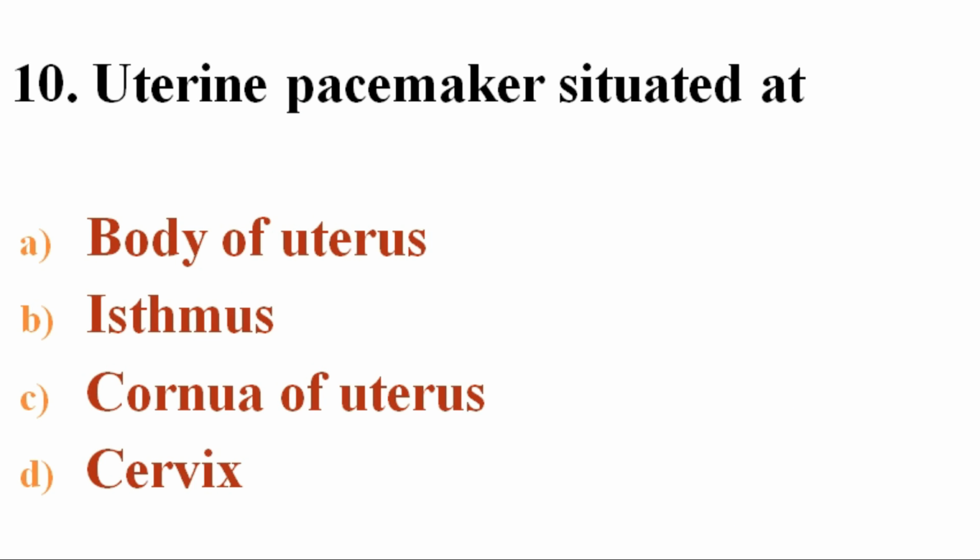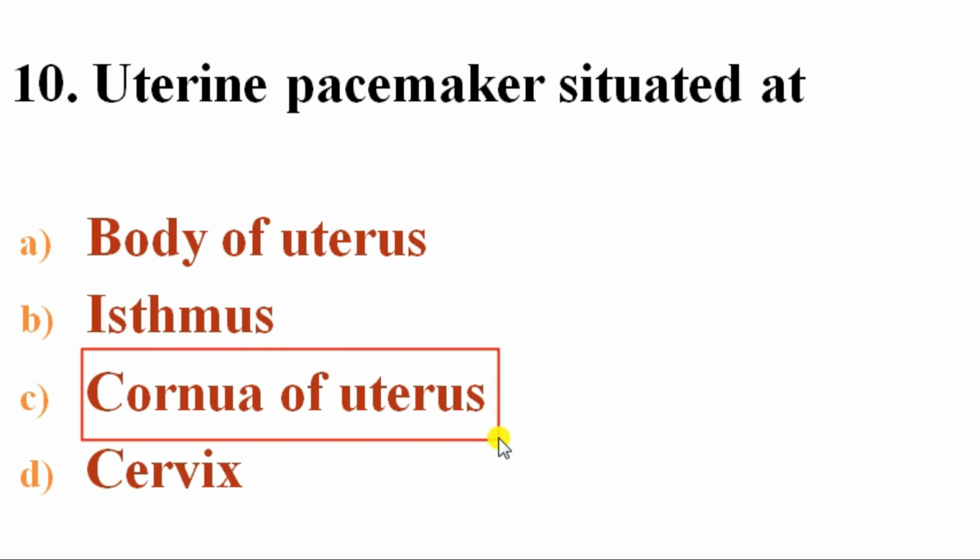Next question, the uterine pacemaker situated at. Options: A body of uterus, B isthmus, C cornua of uterus, D cervix. Answer is C, cornua of uterus. So uterine pacemaker is situated at cornua of uterus.